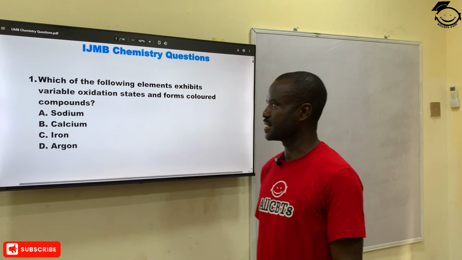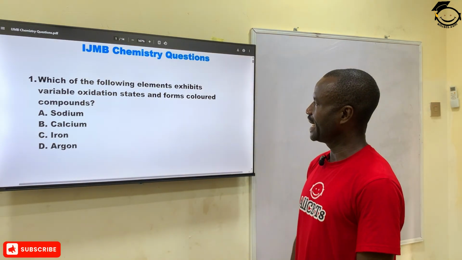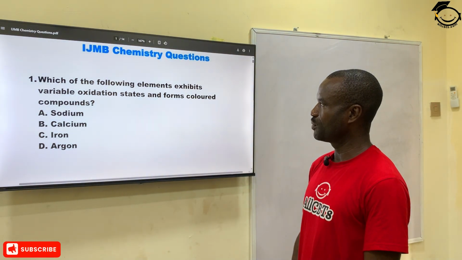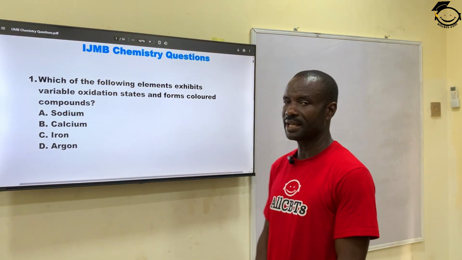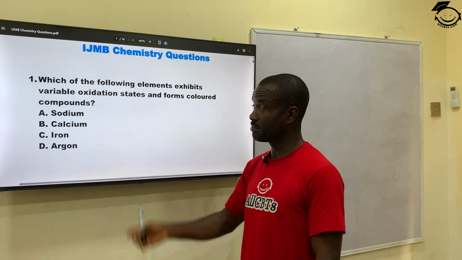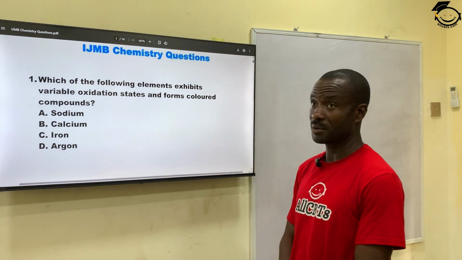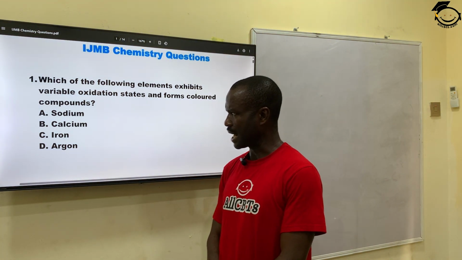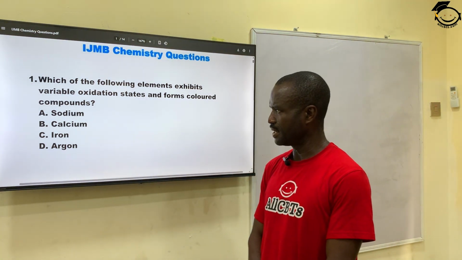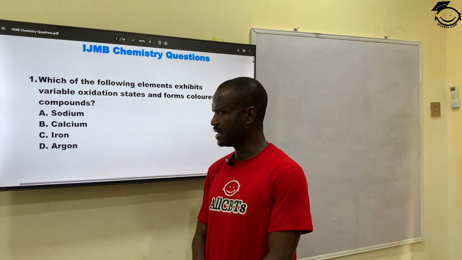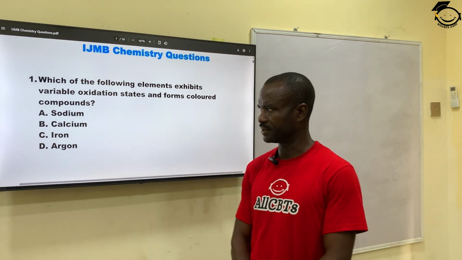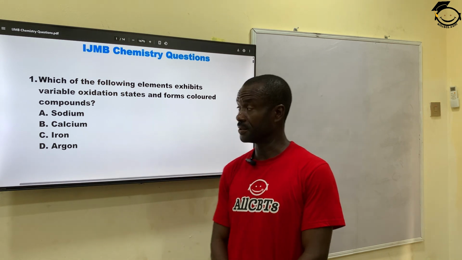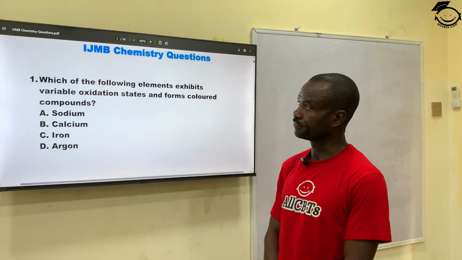All right, question 1 says, which of the following elements exhibit variable oxidation states and form colored compounds? Any element that will exhibit variable oxidation state and colored compounds must be a transition element. So A, sodium, B, calcium, C, iron, and D, argon. The correct answer is iron. Iron will form iron 2, iron 3 as a transition element.